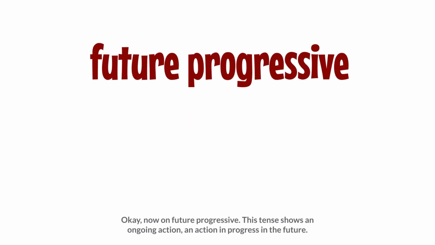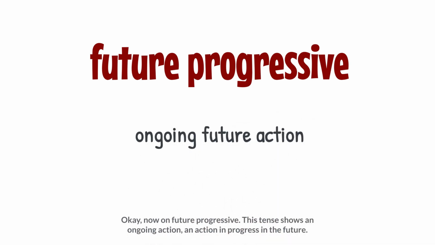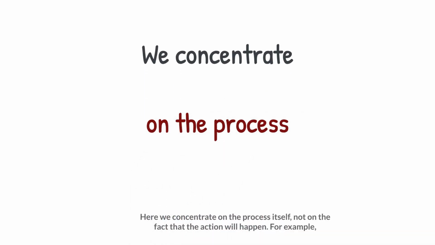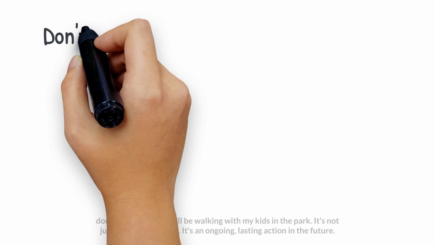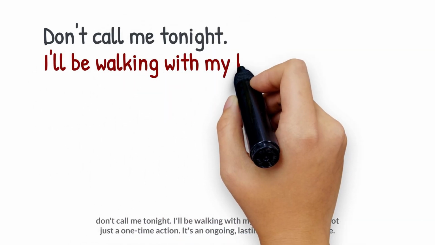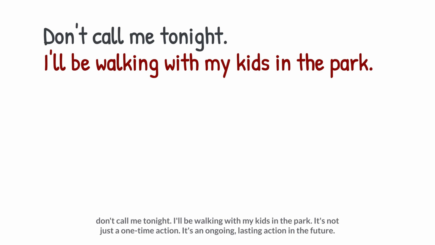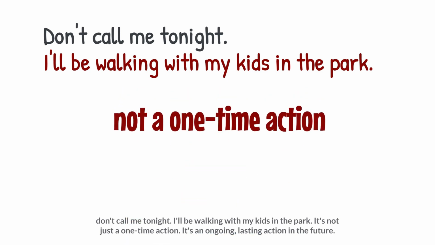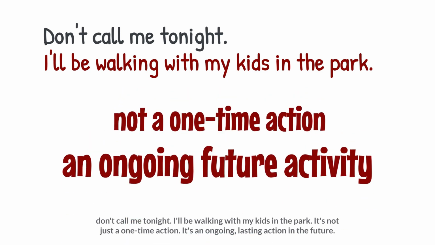Okay, now on future progressive. This tense shows an ongoing action, an action in progress in the future. Here we concentrate on the process itself, not on the fact that the action will happen. For example, "Don't call me tonight. I will be walking with my kids in the park." It's not just a one-time action, it's an ongoing, lasting action in the future.